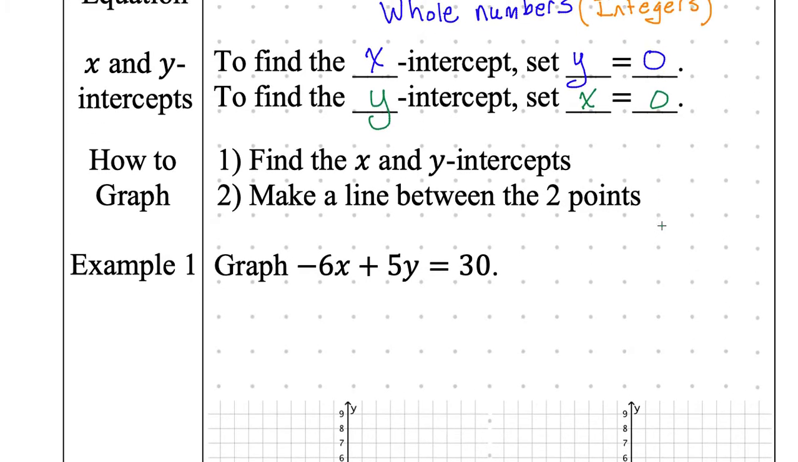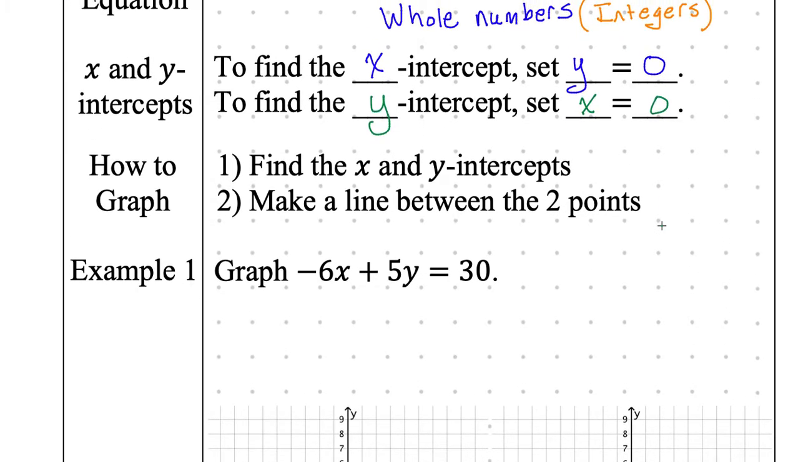All right, so we're jumping down to example 1 now. We're going to find the x and y intercepts, and then we're going to make that line. So let's find the x-intercept first. So quiet raised hand, what am I doing to find the x-intercept?